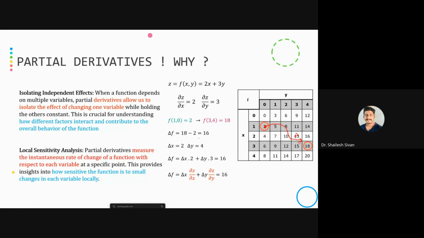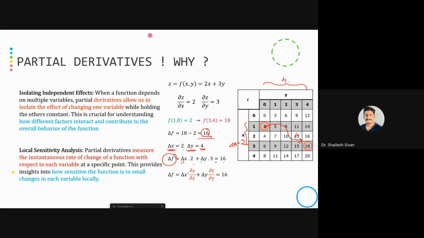It's 16, right? And what is the change that happened on x? That is delta x equal to 2, right? And what is the change that happened on y? It is 4. Now, just see what is happening. Here, delta x is equal to 2, delta y is equal to 4. And the total change in f, that is 16, can be formulated as 2 into 2 plus 4 into 3.